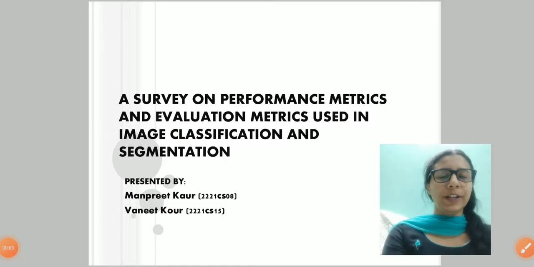Hello everyone, my name is Manpreet and today I'm going to explain the various performance metrics and evaluation metrics used in image classification and segmentation.